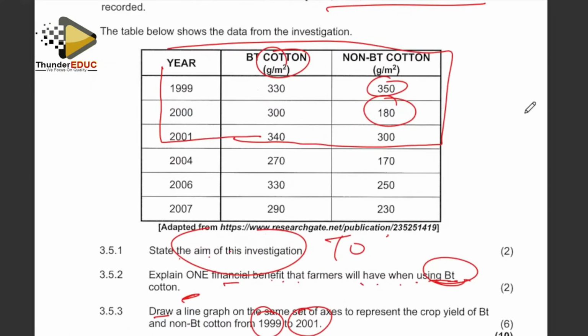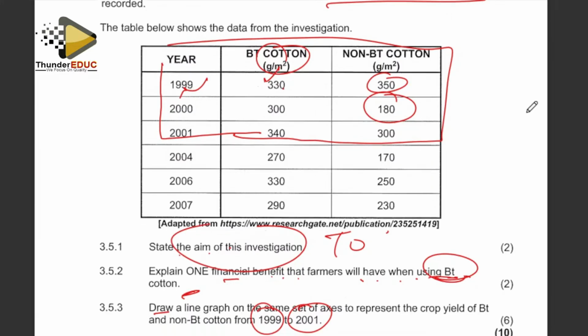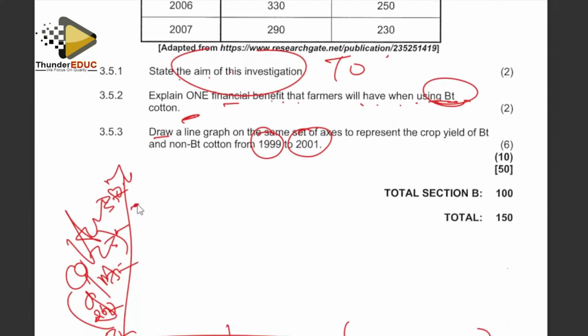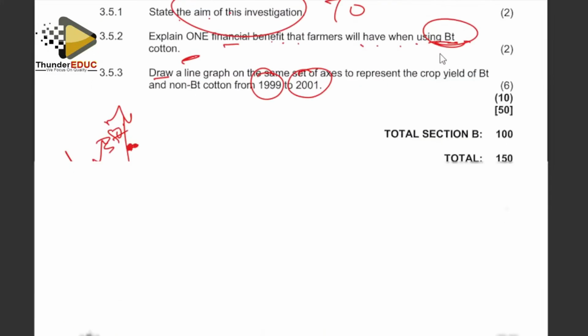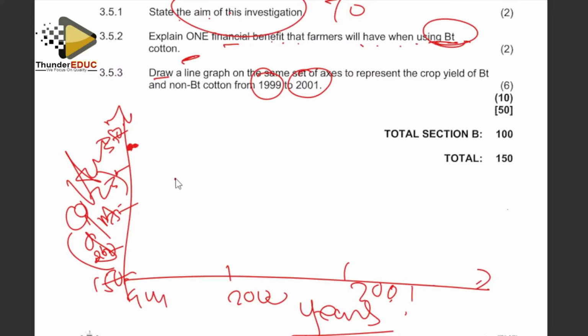And then now, if I compare this and this, I plot it. It started around here at 330, and then it went to 300, so it will be around here. During this period it will be around here, and then it went to 340. So it went back up here, meaning that I'm going to have something like this. Yes, you do it properly, right?